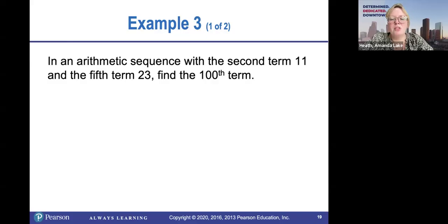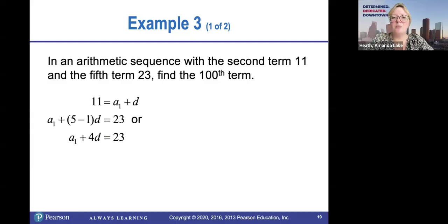Okay, next example. If we're not given the full arithmetic sequence, but instead we're given just a couple of the terms, then we can figure out the pattern. In this case, we know that the second term is 11 and the fifth term is 23. So if the second term is 11, then I know that we got it by taking A plus D. And I also know from 23 that I have A plus (5 minus 1)D is how we got 23. And we can simplify that to A plus 4D.